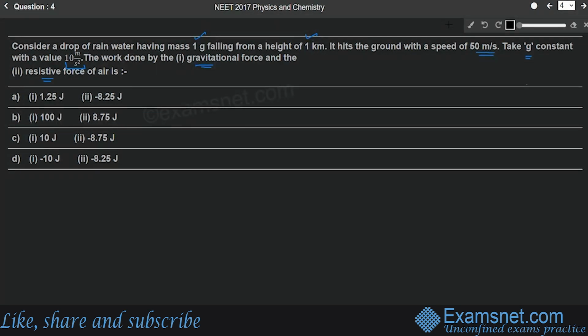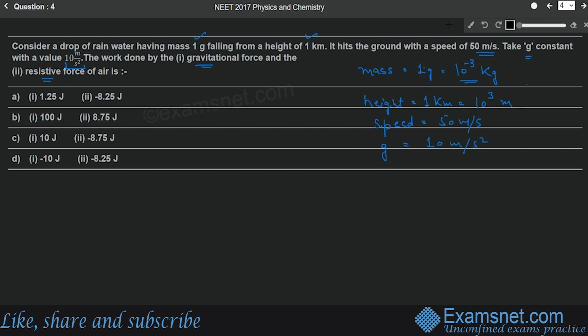And what is given in this question? Mass of water is given. So mass is 1 gram, that is equal to 10 to the power minus 3 kg. Okay, so we'll use this data. And then height is given. Height is equal to 1 kilometer, so we can write it as 10 to the power 3 meter, right? And then speed is given as 50 meter per second. G, that is acceleration due to gravity, is constant, and that is 10 meter per second square.